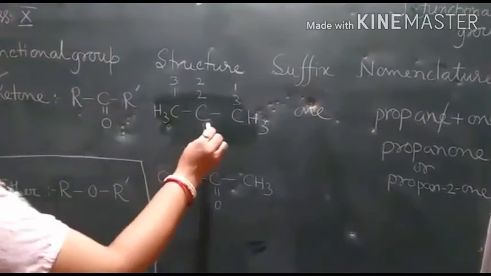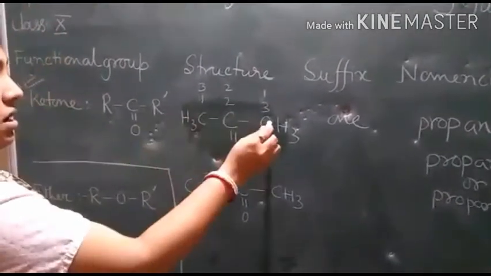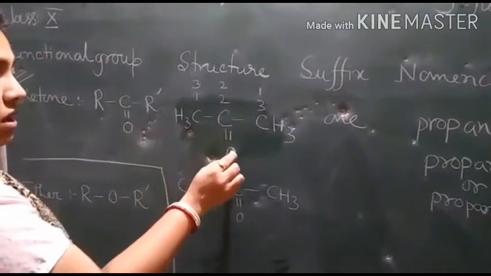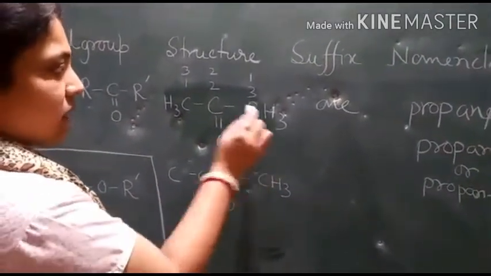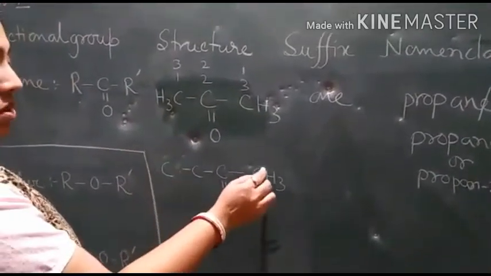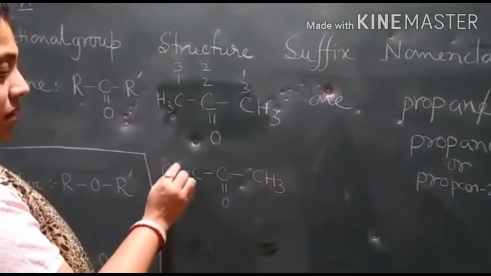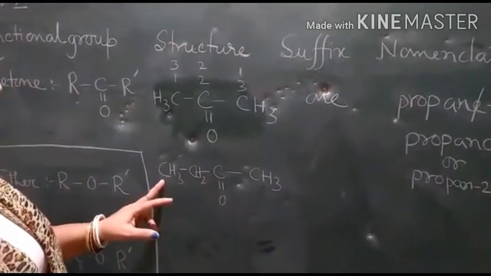Why? Because we cannot write this ketonic group at the terminal end, this end or this end. It will always be at the center. So that's why it will be at the center. On this side the R groups can be increased. So here this R is CH3, and this R is CH3 and CH2. This time I am not writing in a bond structure, I am writing in a condensed form.